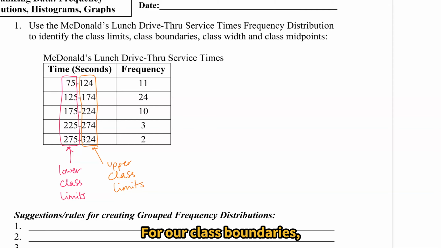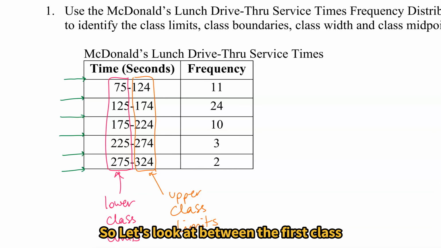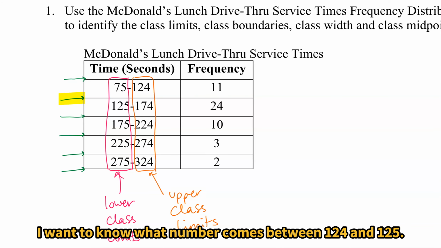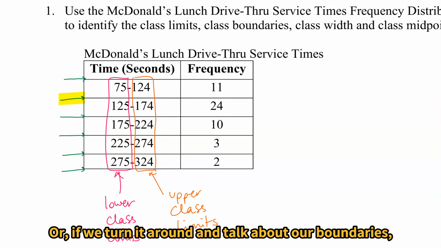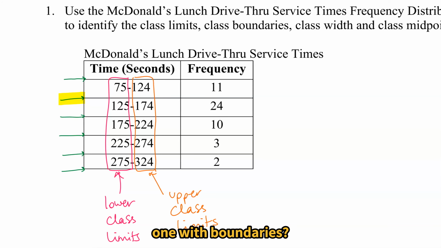For our class boundaries, the class boundaries are going to come between the classes. They are boundaries. So let's look between the first class and the second class. I'm looking here at this one first. I want to know what number comes between 124 and 125. What number is perfectly in the middle of 124 and 125? Or, if we turn it around and talk about our boundaries, what's the upper boundary for 124 or the lower boundary for 125? Referring back to what we talked about in chapter 1 with boundaries.